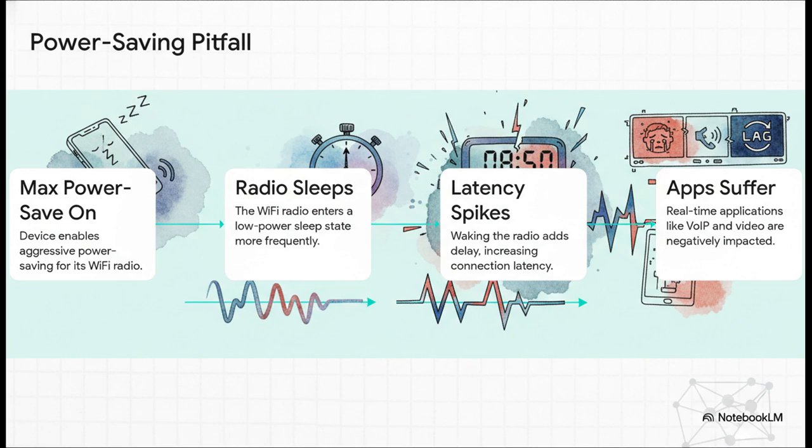So the device cranks up its power saving mode to the max. What does that do? It tells the Wi-Fi radio to take little naps, to go to sleep as often as it can. And the result? Latency goes through the roof.